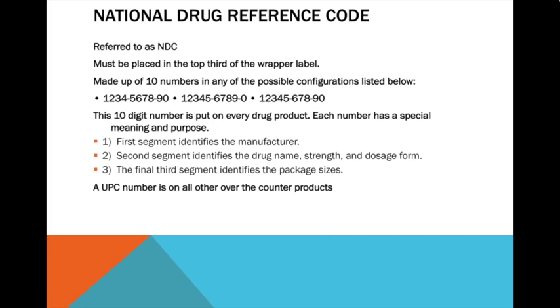Each number has a special meaning and purpose. The first segment identifies the manufacturer. The second segment identifies the drug name, strength, and dosage form. And the final third segment identifies the package size. A UPC number is on all other over-the-counter products. So if you have a medication bottle, go ahead and look and see if there is an NDC on the top third part of the label. I would recommend you knowing 1, 2, and 3 here.